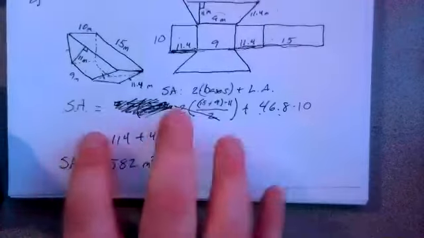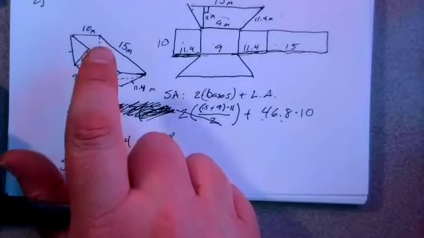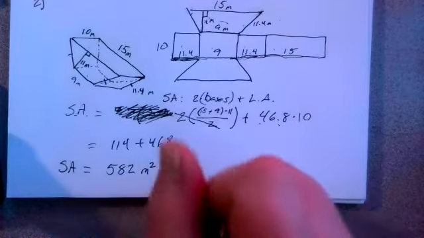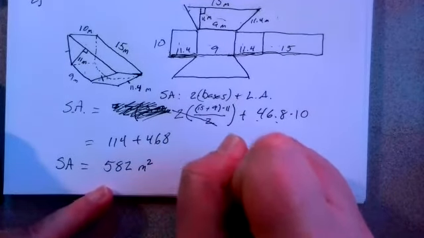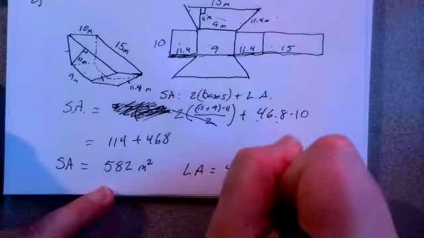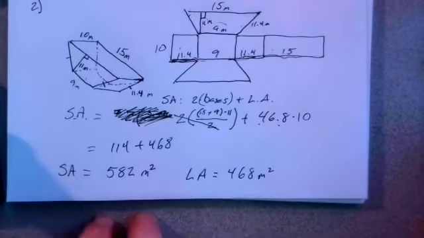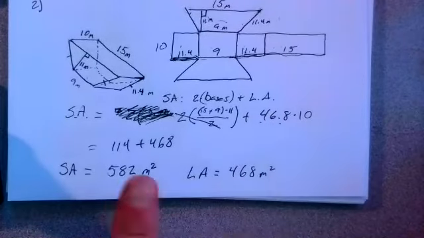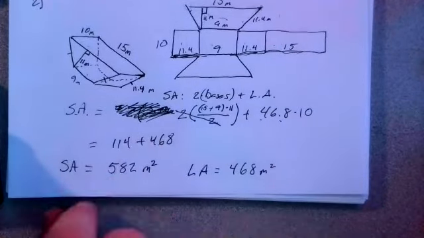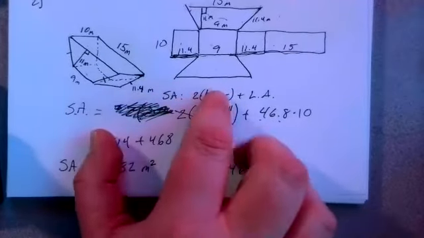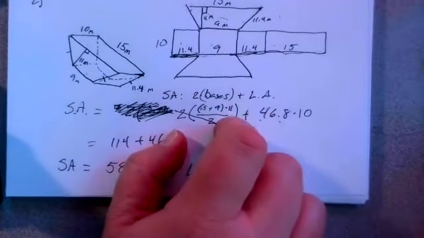So the surface area for this trapezoidal prism is 582. The lateral area, as we saw, was 468 meters squared. So your homework's going to ask what's the lateral area and what's the surface area. Now remember, when it comes to surface area, it's 2 times the area of the bases plus that lateral area, okay?